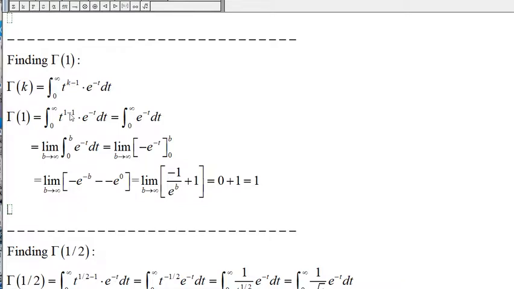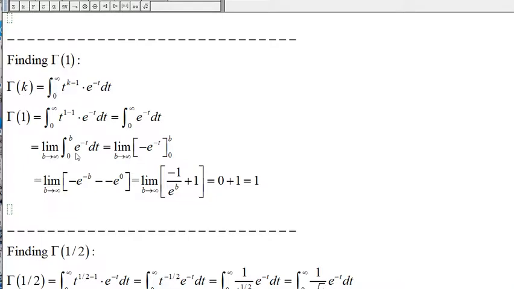And t, 1 minus 1 is 0. So t to the 0 is 1. And so we just get e to the negative t. And this is an improper integral. So we can rewrite it as the limit of this integral as b approaches infinity.